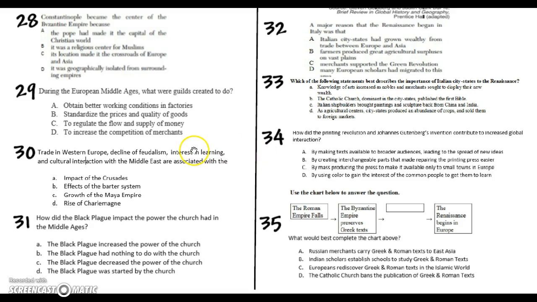35. What would complete the best chart above? A, Russian merchants carried Greek and Roman texts to East Asia. B, Indian scholars established schools to study Greek and Roman texts. C, Europeans rediscovered Greek and Roman texts in the Islamic world. D, the Catholic Church bans the publication of Greek and Roman texts.